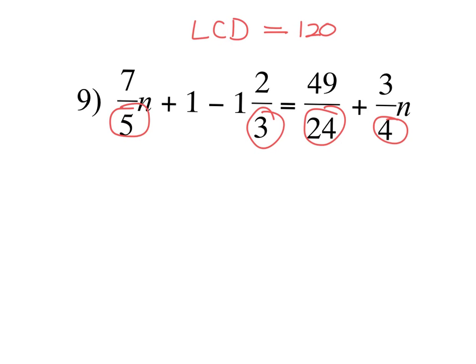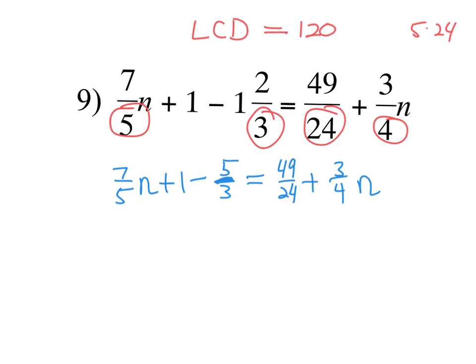I got that by multiplying 5 times 24, and knowing that 3 and 4 are divisible into that also. So I'm going to rewrite this problem. In rewriting it, all I did was change this negative 1 and 2/3 here to the improper fraction 5/3. Alright, now what I'm going to do is multiply all of these by this LCD of 120. And the reason I do that is then the problem will no longer have any fractions.